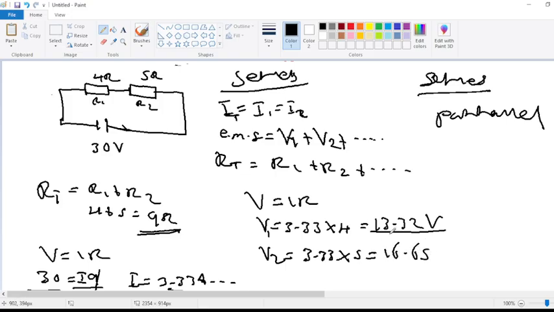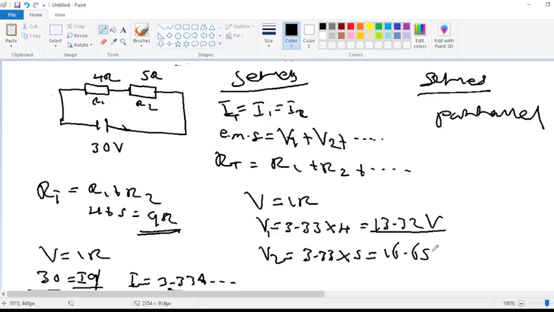16.65. So if you add these two, they have to give you the total of 30 volts. So plus 13.32, yeah, it will be 29.97. If you round it off, it will be 30 because of these decimal points here. It was 3.3333, but we just rounded it off to 2 decimal places.